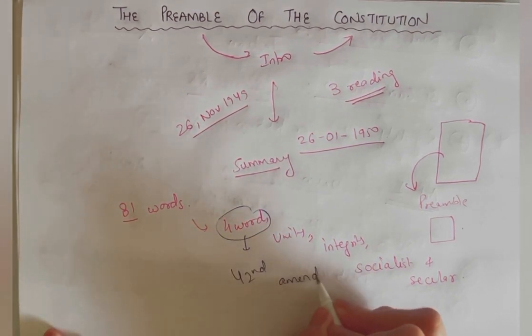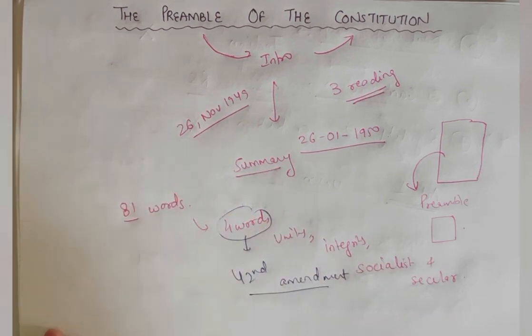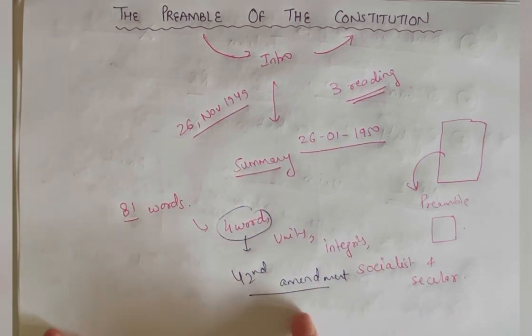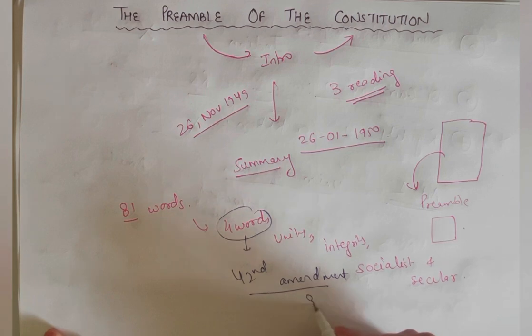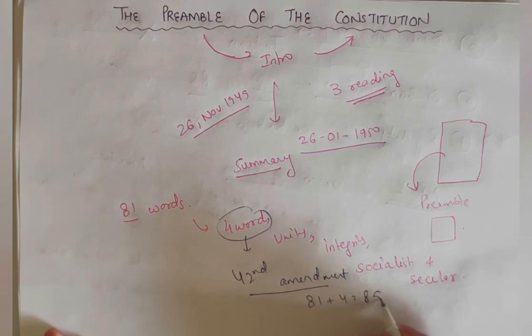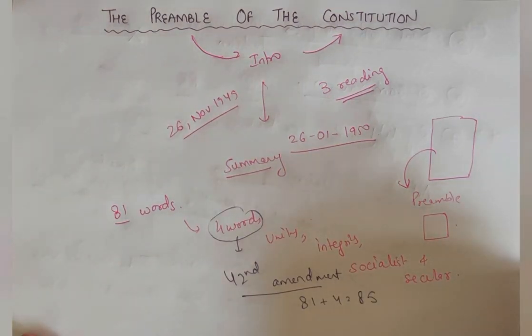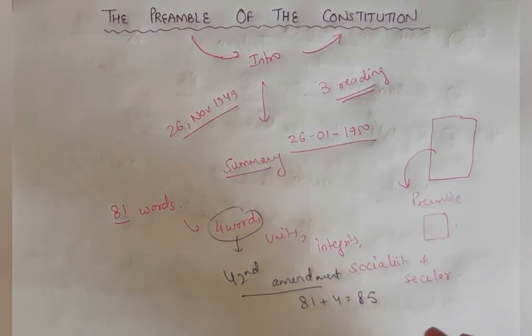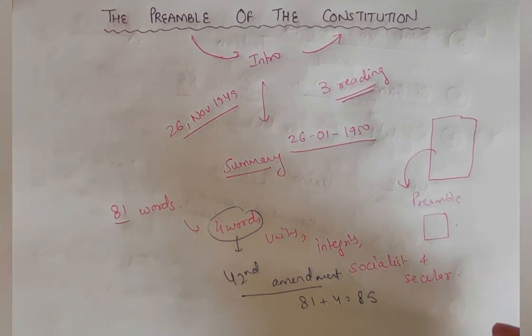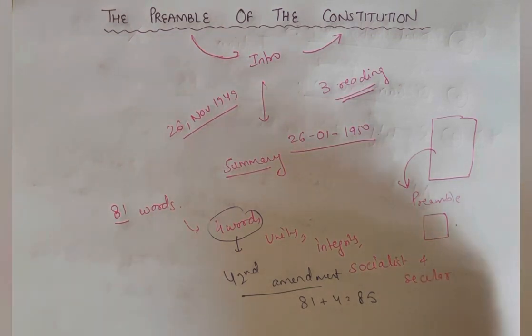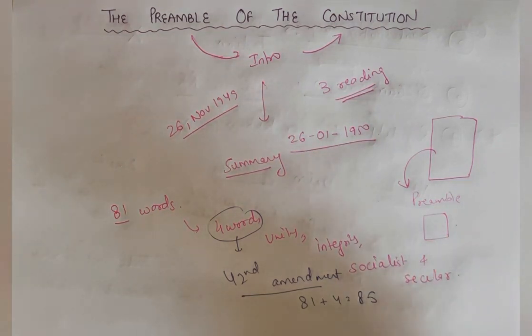ये आपको जनरल नॉलेज के लिए पता होना चाहिए. 42nd amendment में ये वर्ड ऐड किए गए थे and then total will become 85 words. All right. The entire constitution was summarized in only 85 words, and that highlights the significance of each and every word used in the preamble and the order in which they have been used. Every word in the preamble is a noun and acts as an adjective for the subsequent words.